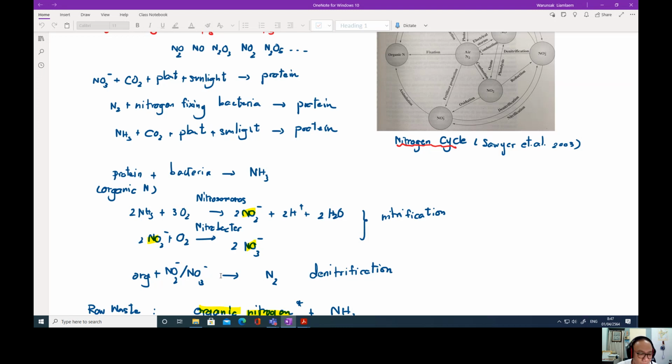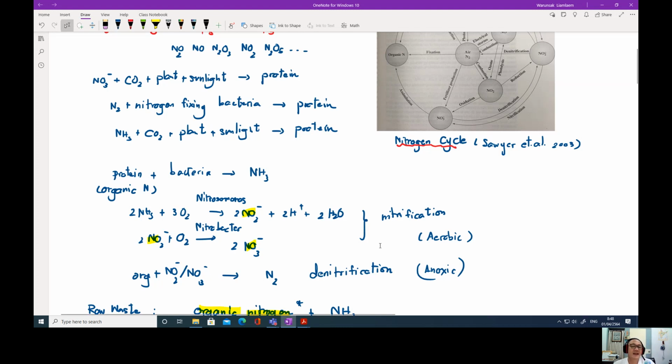Anoxic condition, I'm not sure whether you have ever heard of it. If oxygen is present, we normally call the degradation aerobic degradation or aerobic oxidation. That will occur only under aerobic conditions, but this one will occur only in the absence of oxygen, or we typically call it anoxic conditions. And this reaction is called denitrification.